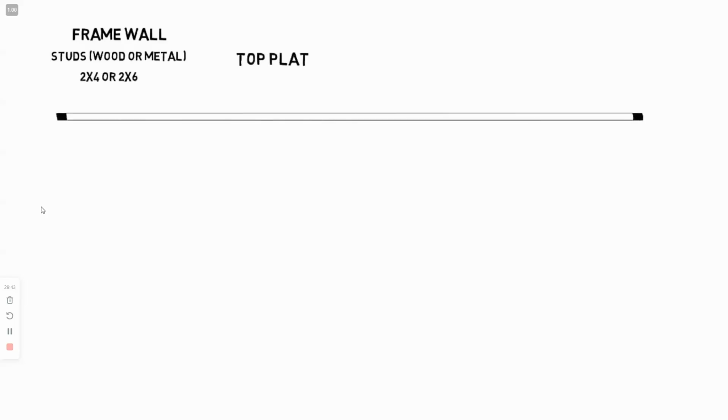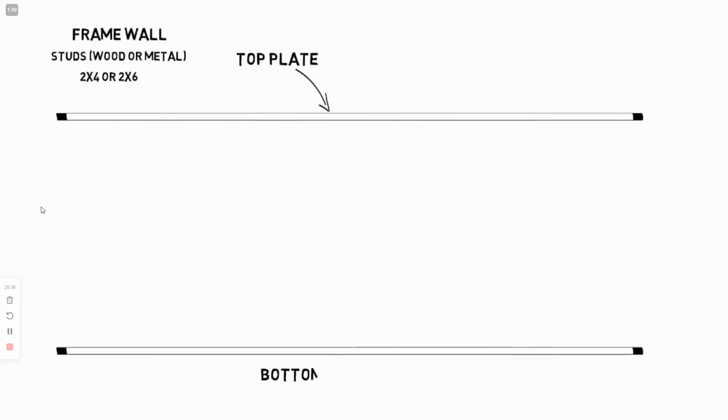Let's cover a little frame wall terminology. A frame wall is constructed of studs, either wood or metal, and usually sized 2x4 or 2x6. When the stud is placed at the top of the wall, it is called a top plate. The one at the bottom of the wall is called the bottom or sole plate.